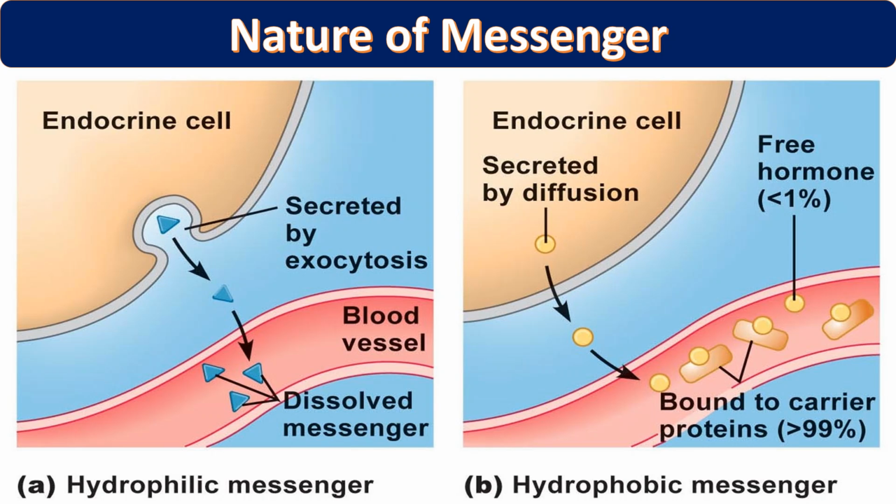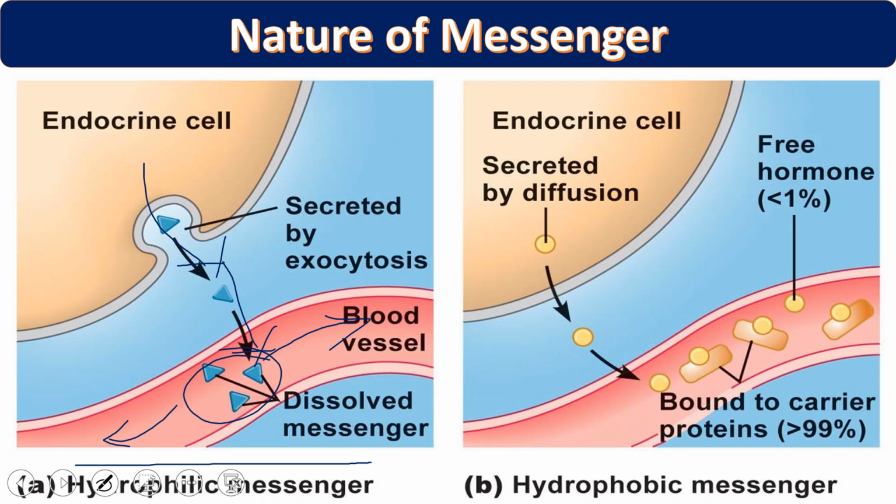Now, on the basis of the nature of messengers, I have told you it will be either lipid soluble or water soluble. Hydrophilic means water soluble. So any messenger which is released from a cell, if it is water soluble, goes directly into the blood circulation and is directly transported. It doesn't need any kind of proteins or carrier molecules for its transportation. So it is directly transported from one location to another.